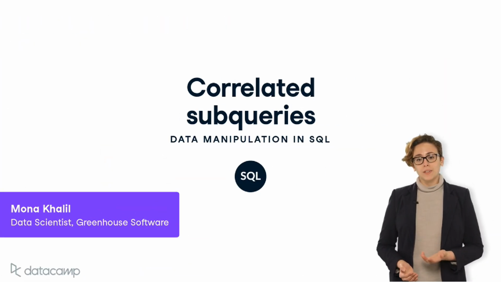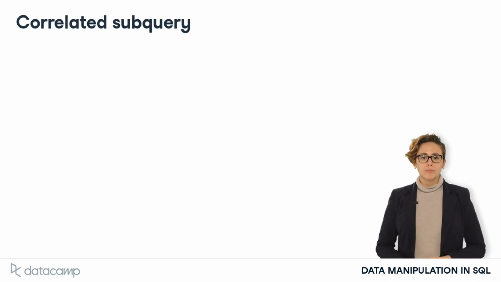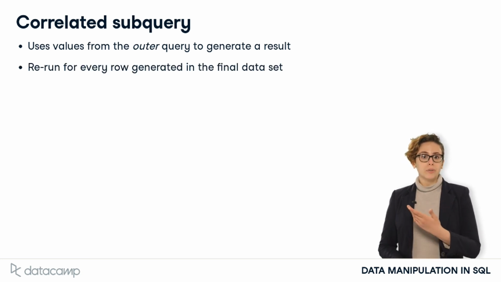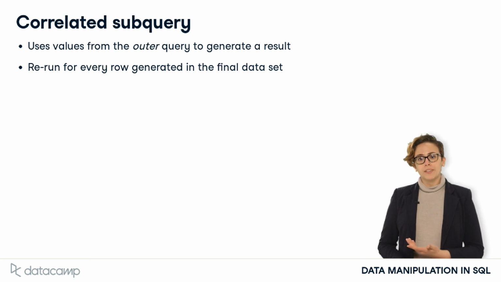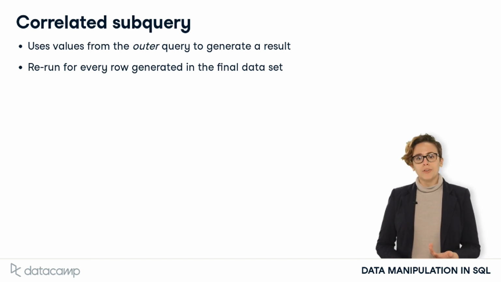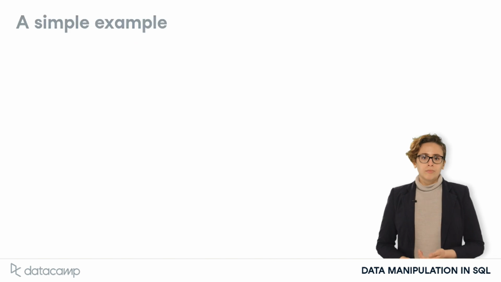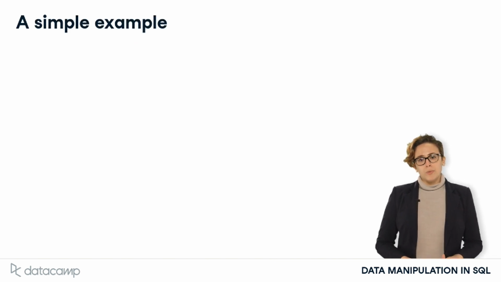Now that you've covered the basics of simple subqueries, let's learn how to construct correlated subqueries. Correlated subqueries are a special kind of subquery that use values from the outer query in order to generate the final results. The subquery is re-executed each time a new row in the final data set is returned in order to properly generate each new piece of information. Correlated subqueries are used for special types of calculations such as advanced joining, filtering, and evaluating of data in the database. Let's walk through an example of one of these queries.